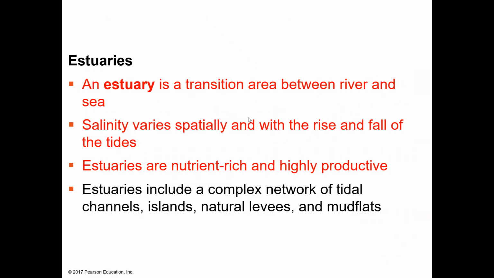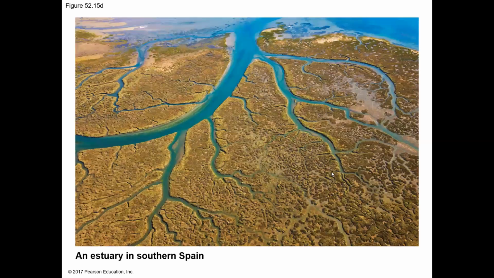Estuaries. An estuary is a transition area between a river and the sea. The salinity will vary spatially and with the rise and fall of the tides. Estuaries are nutrient rich and highly productive. So complex networks of tidal channels, islands, natural levees, and mudflats will exist within estuaries. Here's an example of an estuary in southern Spain.